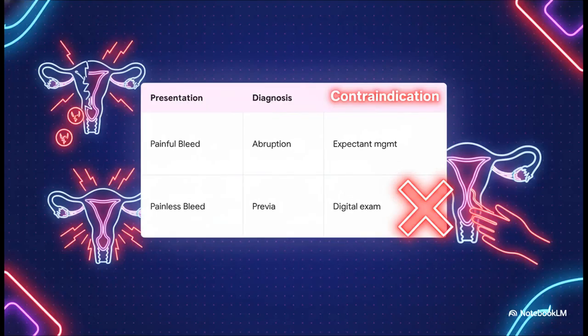All right, we need to establish a strict clinical boundary right now. Painful bleeding with a rigid, tender uterus, that is placental abruption. But painless, bright red bleeding with a soft uterus, that's placenta previa. And if you even suspect previa based on that lack of pain, there is an absolute, strict contraindication to any digital cervical examination. Don't do it. Doing so could blindly puncture the placenta right over the internal os, causing an immediate, fatal hemorrhage.